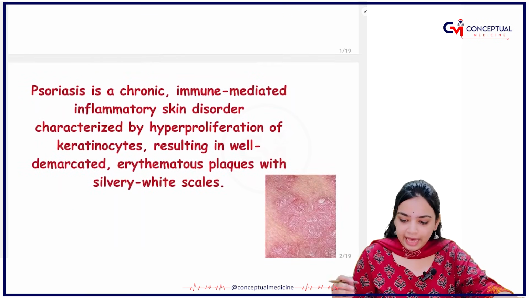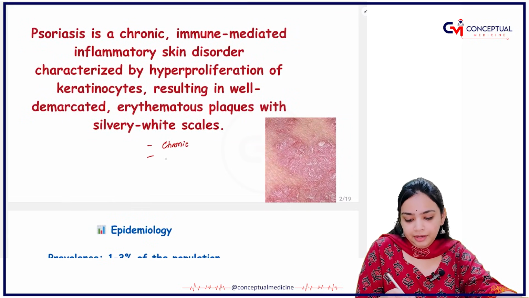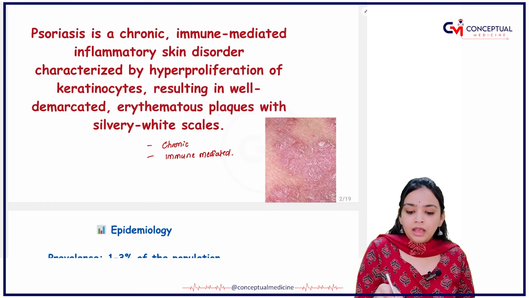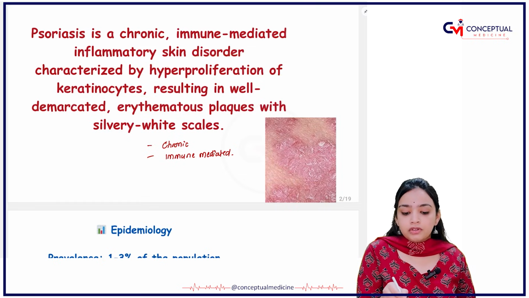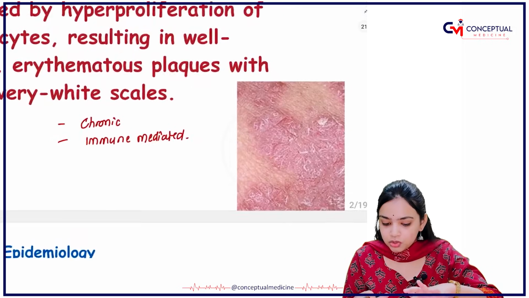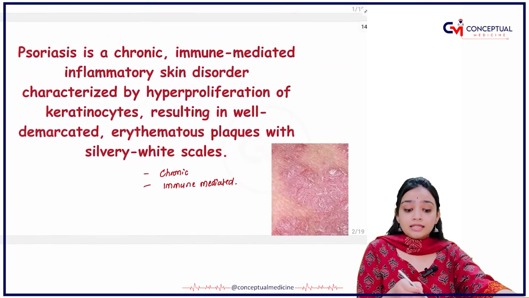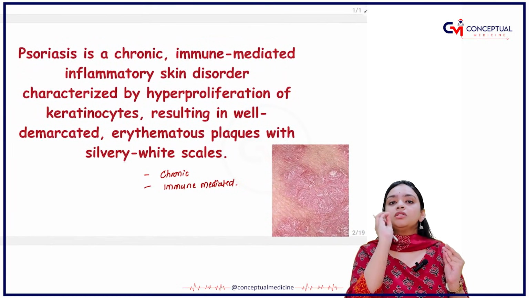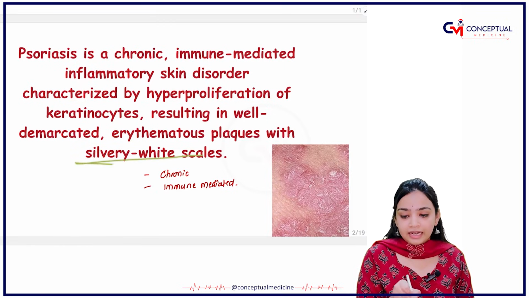So what is psoriasis? Psoriasis is basically a chronic immune-mediated skin disorder characterized by hyperproliferation of keratinocytes. Keratinocytes are a type of cells, and this results in well-demarcated erythematous plaque with silvery white scales. You are able to see this figure. You are able to see some white deposits. These are nothing but your silvery white scales, and you need to remember certain keywords. So in psoriasis, the first keyword that you need to remember is the silvery white scale.